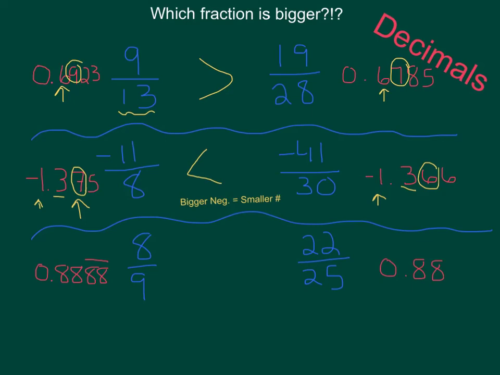0.88 repeating versus 0.88 that stops. If you, once again, look at one place value at a time, we've got 8 and 8 that tie. And now look at the next one. We have a third 8, but since we don't have a third number, it's as if there's just a 0 there. So because this 8 beats this 0, this number is larger, so 8/9 is greater than 22/25.